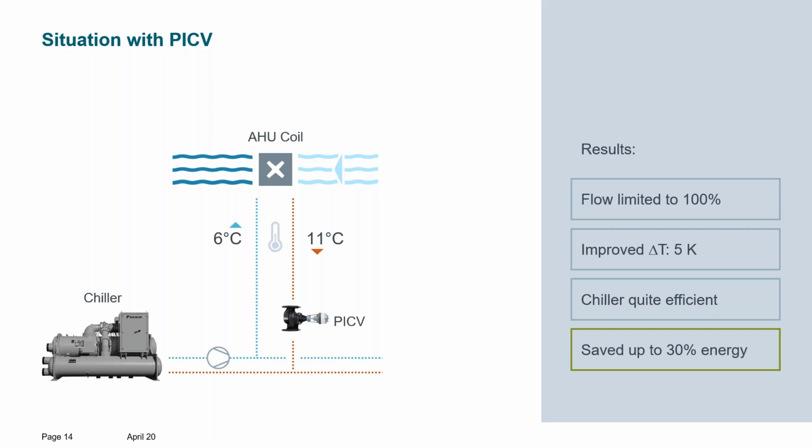Nevertheless, let me also mention for a second that a PACV alone, a mechanical device, can never guarantee that your delta T is always going to be the highest. Simply because a PACV can only control the flow. That's the purpose it was designed for, and it has no direct influence on the temperature. So if you want to improve this, you need to use an intelligent valve. But these conditions, these examples, already provide you a saving of up to 30% energy and preserved comfort.